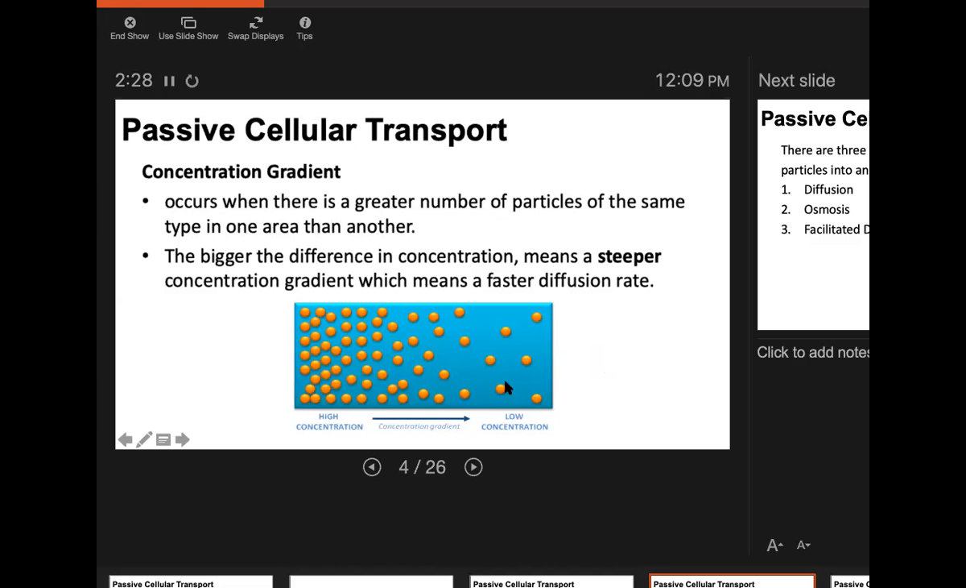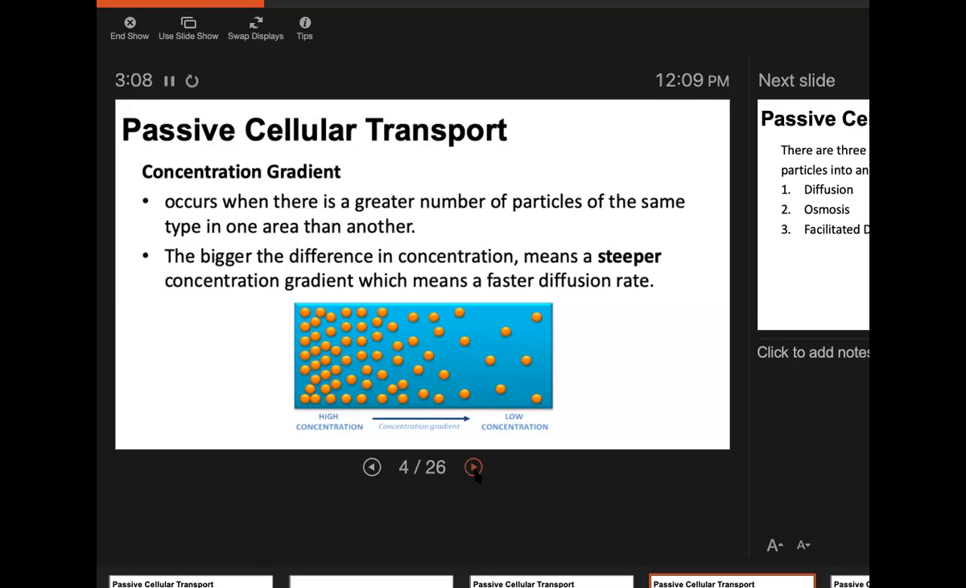Okay? Now, if this molecule hits this molecule and goes backwards, that's okay. We're saying the general movement is from high to low concentration. Okay? Now, if I let this system go and I just let these particles interact freely, eventually I would expect that they'd be relatively evenly distributed throughout the substance. Now, that doesn't mean they stop moving. It just means that the relative concentration doesn't change. Okay?